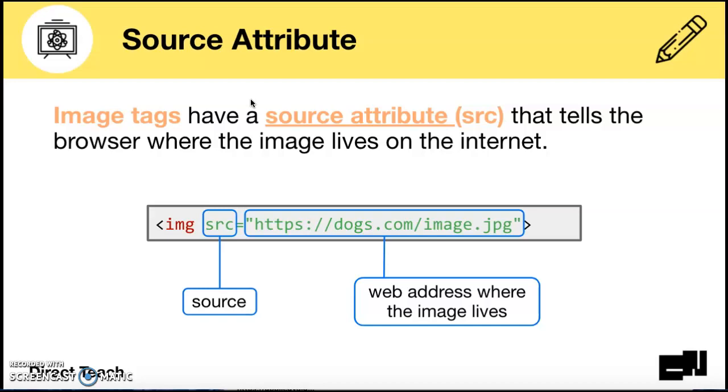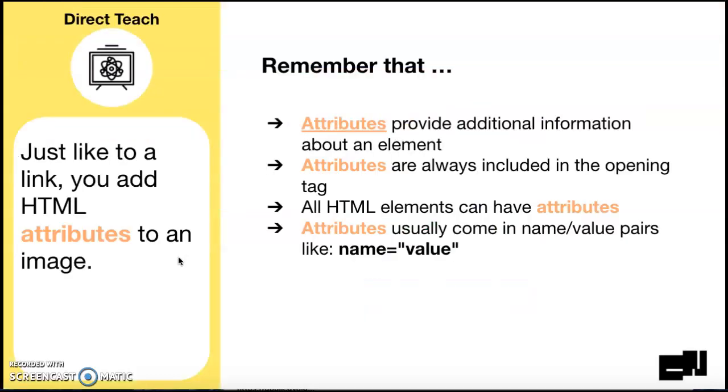And image tags have a source attribute that tells the browser where the image lives on the internet. In this case, we have this image tag with a source, and the source is equal to the web address where the image lives. In this case, it's this web address, docs.com/image.jpg. Just like a link, you add HTML attributes to an image. Remember that attributes provide additional information about an element. Attributes are always included in the opening tag. All HTML elements can have attributes, and attributes usually come in name-value pairs that look like this: name equals, and in quotes, value.